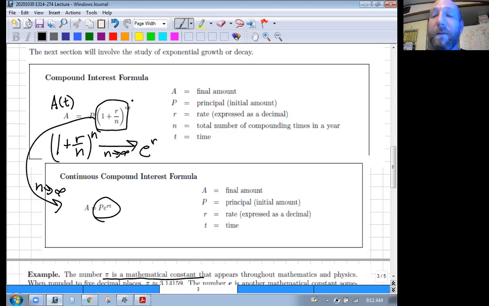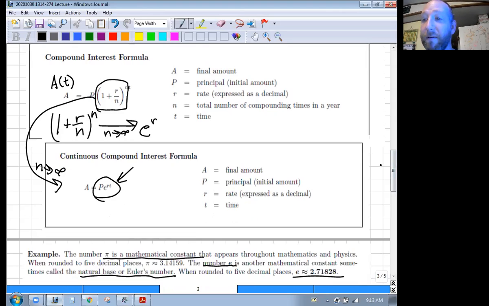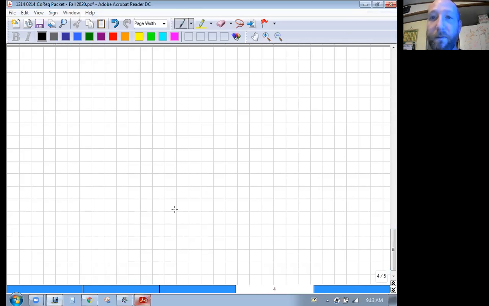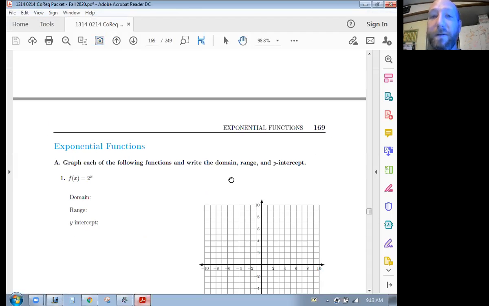You'd think that the more you compound the interest, the more interest you make, because you're collecting interest on interest, right? You'd think that if you did it infinitely, then you're collecting interest on interest on interest an infinite number of times. You'd end up with an infinite amount of money. But that is not the case. It does plateau out. And this formula gives you the most amount of interest you can collect by compounding an infinite number of times in a year. So we will look at examples of that here shortly.